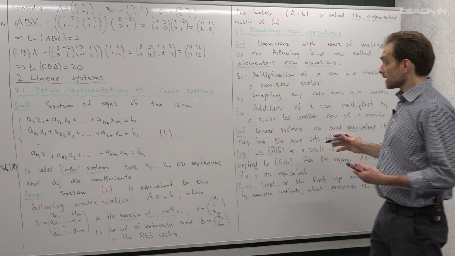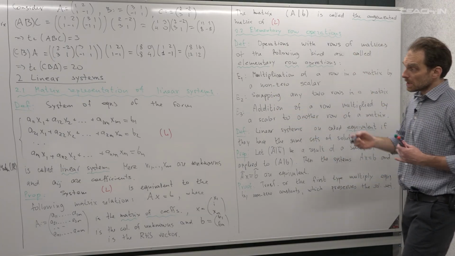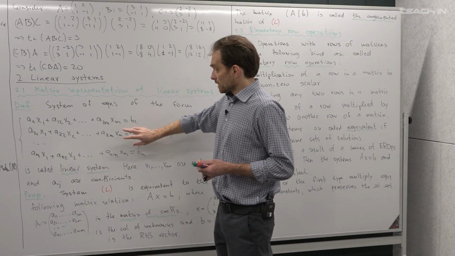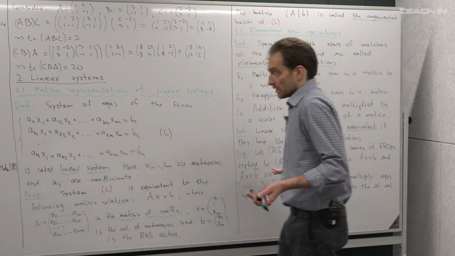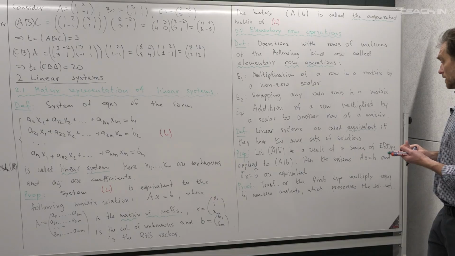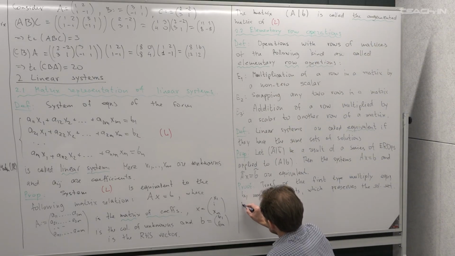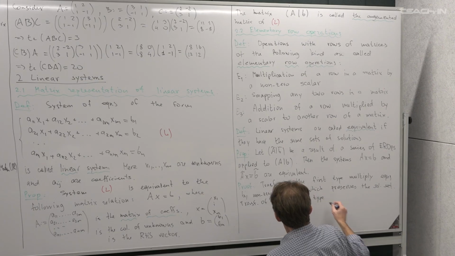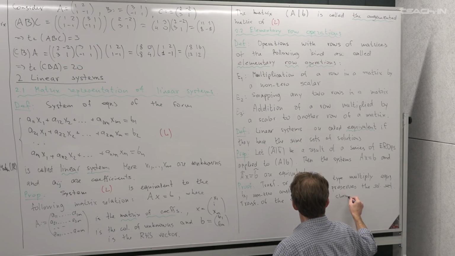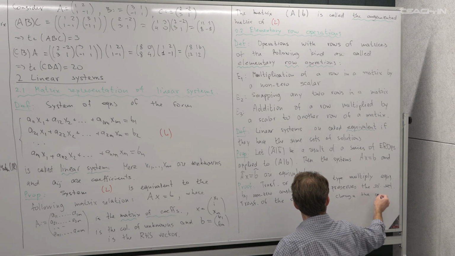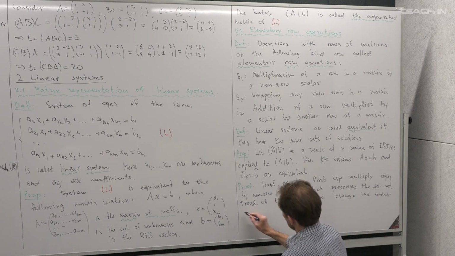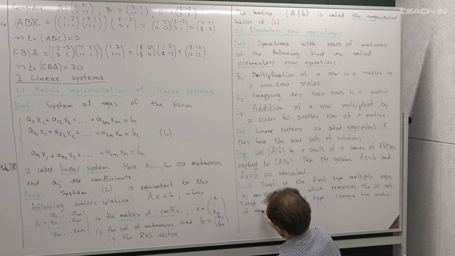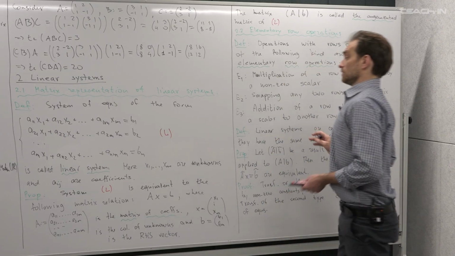Okay, so what about the second type? So in the second type, we swap the two rows. This corresponds to the change of the order of equations. This also does not change the solution set. So transformations of the second type change the order of equations. So this also does not change the solution set.